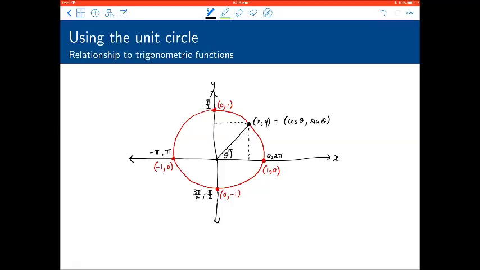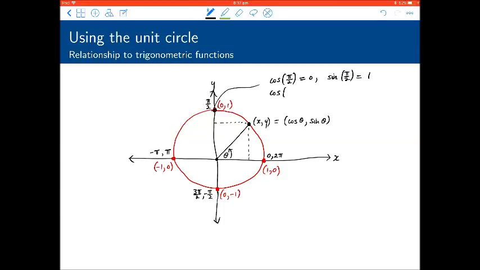So for example, if I want to know what cos of pi on 2 is, then I just need to think about this unit circle. Pi on 2 is up here. I know that cos is always the x coordinate, so cos of pi on 2 is 0. Sine of pi on 2 is the y coordinate, so it's equal to 1.